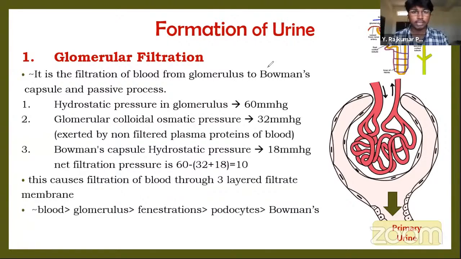You can see here the first pressure, which is hydrostatic pressure in the glomerulus, works against the Bowman's capsule. The glomerular colloidal osmotic pressure works against the glomerulus, and the next one, Bowman's capsule hydrostatic pressure, works against the glomerulus. So here 60 minus 32 plus 18 is equal to, finally we get 10.